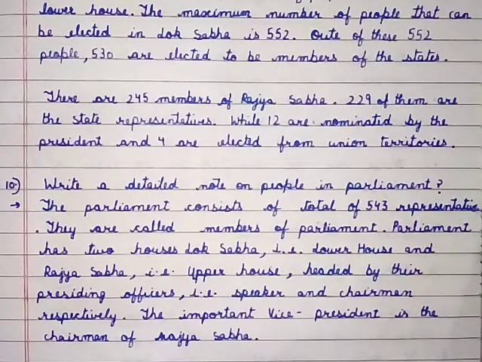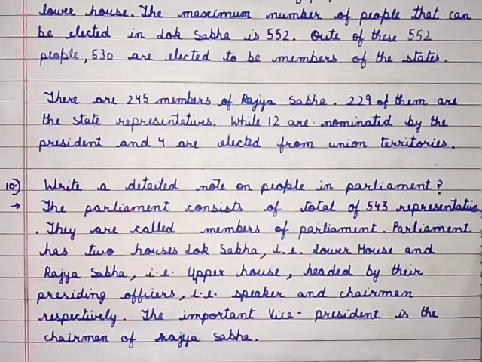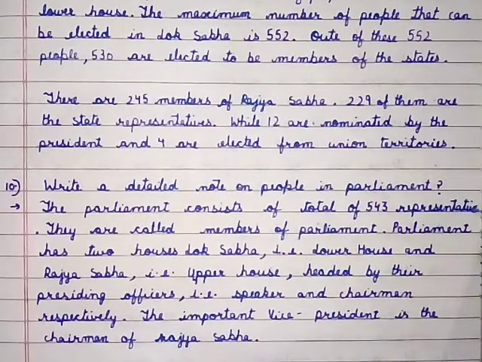Question number 10. Write a detailed note on people in Parliament. The Parliament consists of total of 543 representatives. They are called members of Parliament. Parliament has two houses, Lok Sabha, that is the lower house, and the Rajya Sabha, that is the upper house, headed by their presiding officers, that is Speaker and Chairman respectively. The important Vice President is the Chairman of Rajya Sabha.